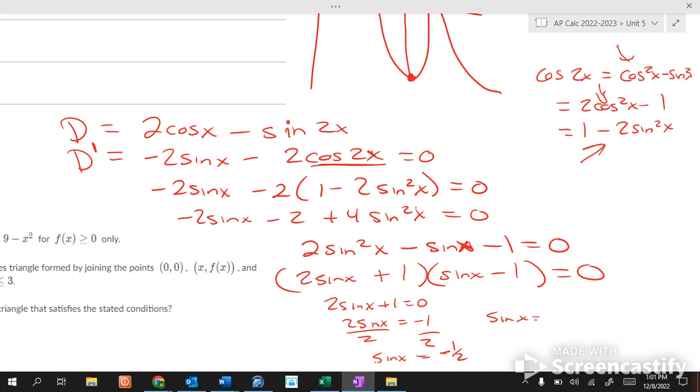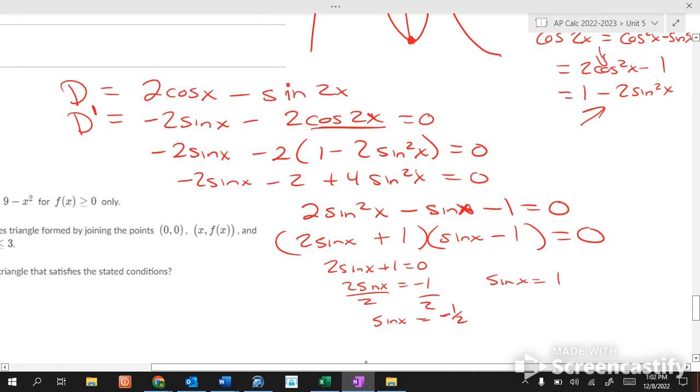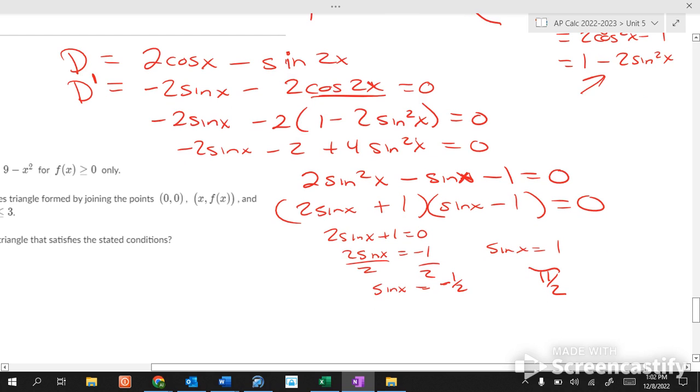And sine of x equals a positive 1. Where does the sine of x equal 1? Where on the unit circle does sine of x equal 1? Pi over 2. Where is the sine of x equal negative 1/2? 2 places on the unit circle. At 7 pi over 6 and 11 pi over 6, right?